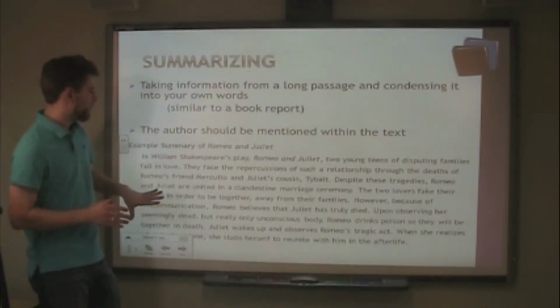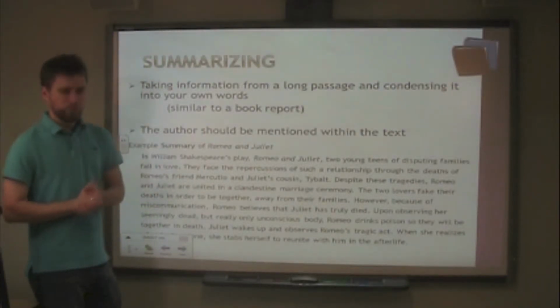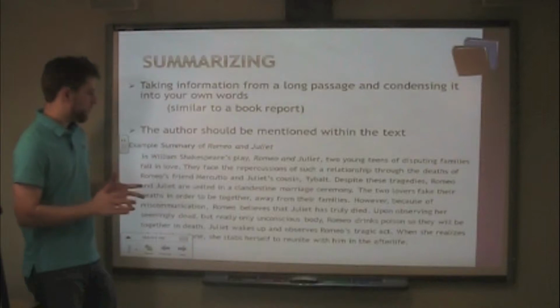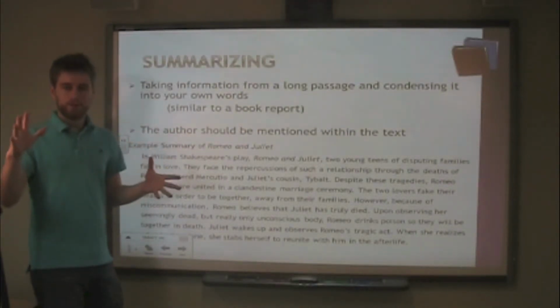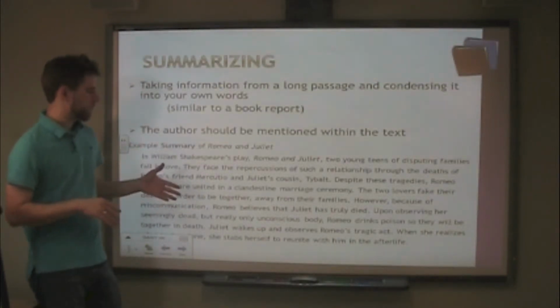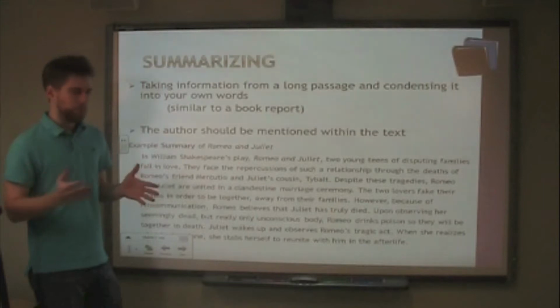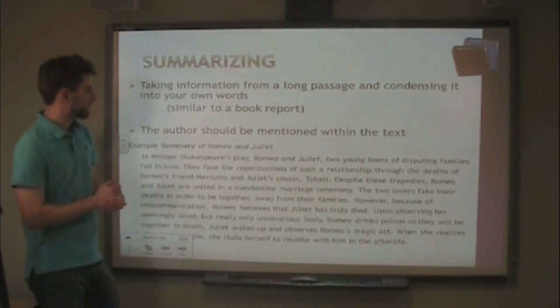So here we have an example. This is a summary of Romeo and Juliet, which I will not read. You can pause it if you want to. But the general idea is you take a large amount of text and condense it. So Romeo and Juliet is a couple hundred pages, and here it's down into one paragraph.